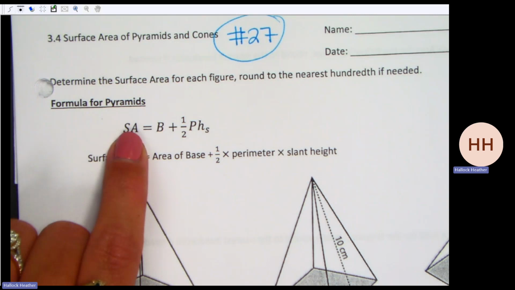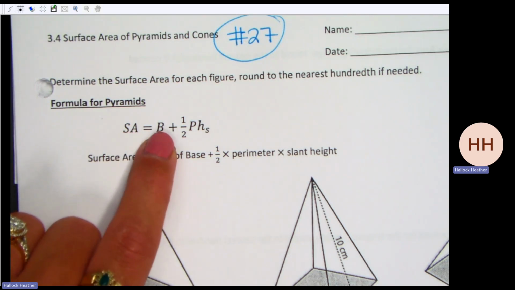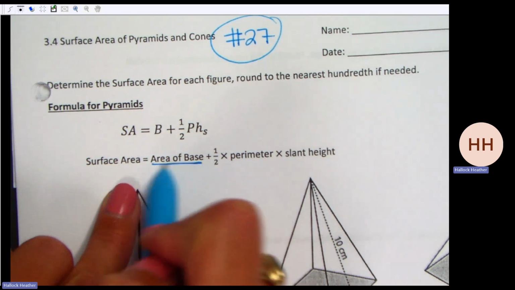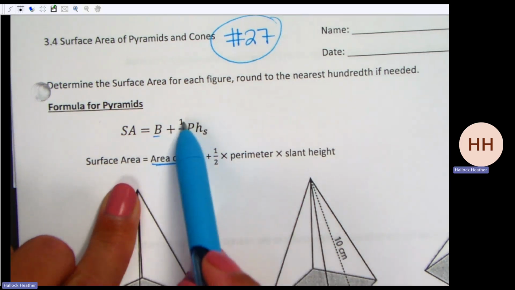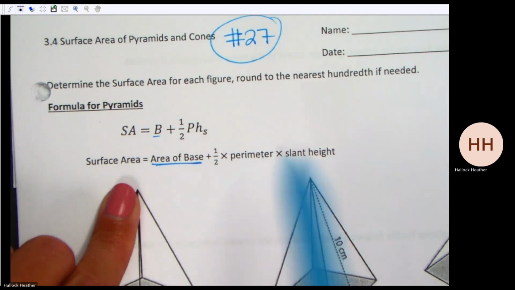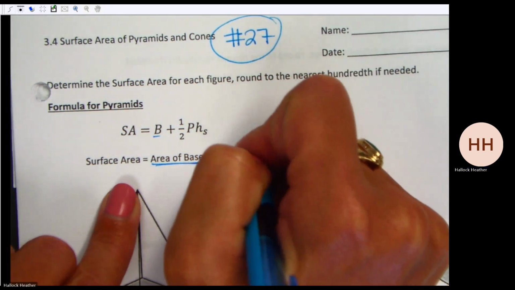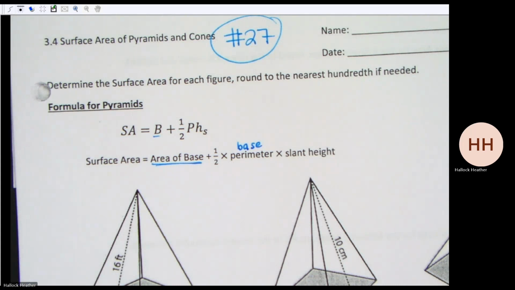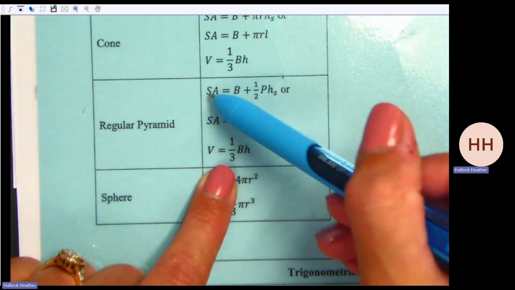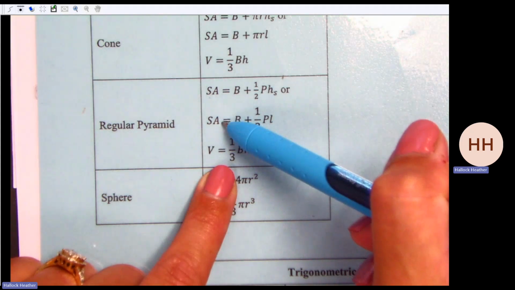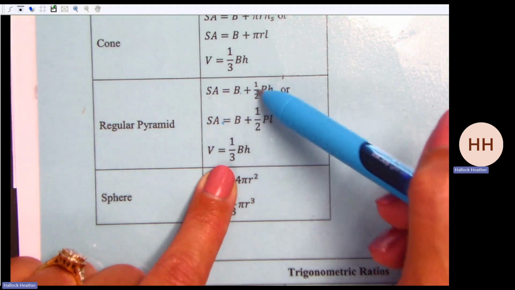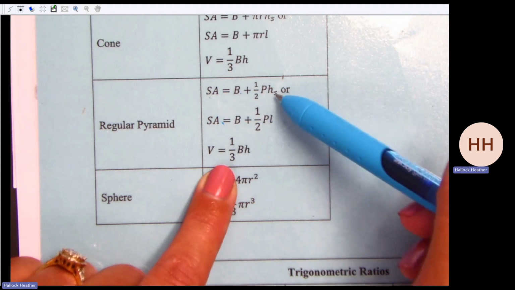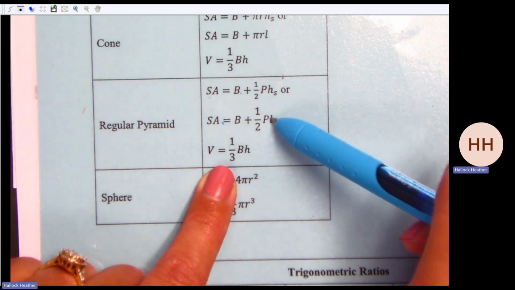So for surface area, it says surface area equals big B. Big B is the area of the base plus 1/2 the perimeter of the base multiplied by the slant height. If you look at your formula sheet, for what is this, pyramids? For pyramids, there is 2 different surface area formulas. They mean exactly the same thing. It's big B plus 1/2 the perimeter. And then this says HS and this one says L. They mean the same thing.